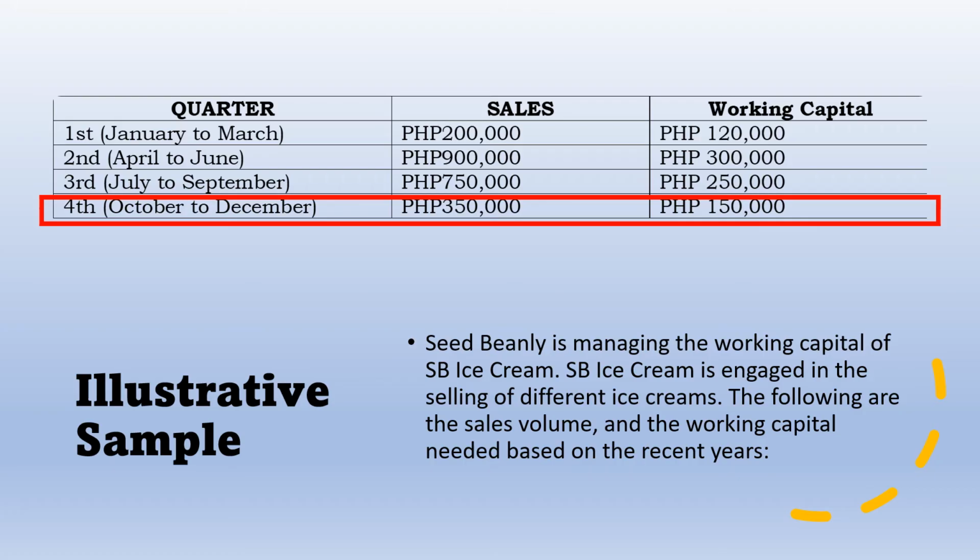The maximum temporary working capital is 180,000, and that is the difference between the 300,000 working capital and the permanent working capital of 120,000 pesos. That is at the peak season with 900,000 peso sales level. For the fourth quarter, the temporary working capital is 30,000 pesos. That is the difference between the 150,000 working capital and the permanent working capital of 120,000 pesos.